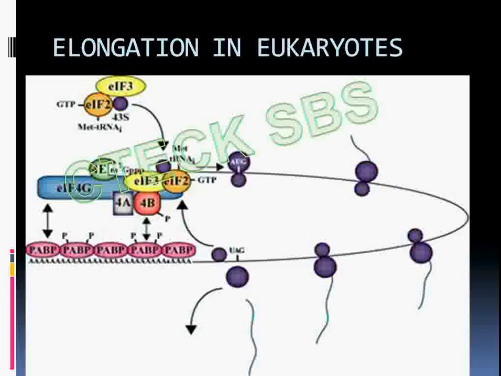Second is elongation in eukaryotes, which involves many elongation factors, which you can see are factor 2, 3, 4b, 4a, 4e and 4g, which form the holoenzyme.